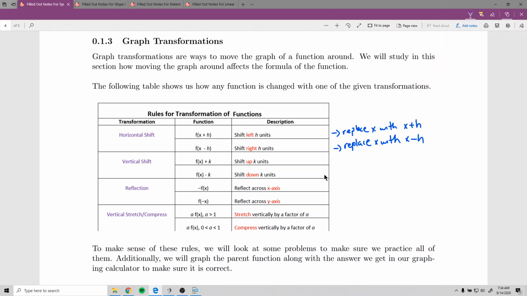Now, vertical shifts are usually the easiest because they work exactly like you would think. If you want your graph to go up k units, what we do is we just add k to the end. You sometimes will have to be careful about this. You got to make sure you add it at the very end, not accidentally with something. And then shifting down is similar, except we subtract at the very end.